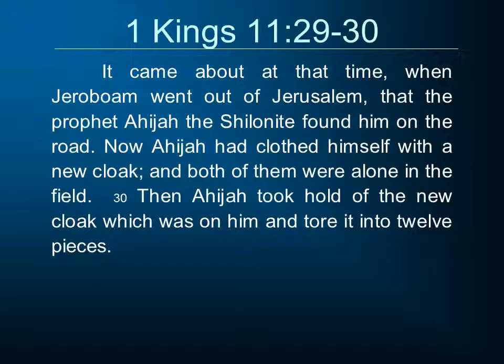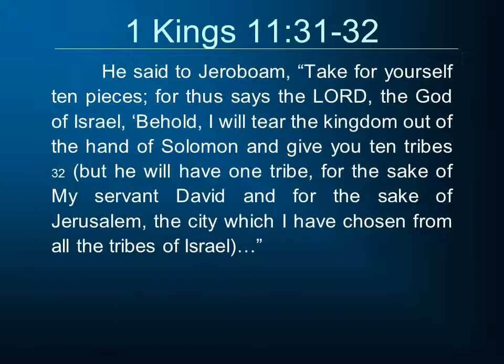Then Ahijah took hold of the new cloak which was on him and tore it into 12 pieces. He said to Jeroboam, Take for yourself 10 pieces, for thus says the Lord, the God of Israel, Behold, I will tear the kingdom out of the hand of Solomon and give you 10 tribes. But he will have 1 tribe for the sake of my servant David, and for the sake of Jerusalem, the city which I have chosen from all the tribes of Israel.